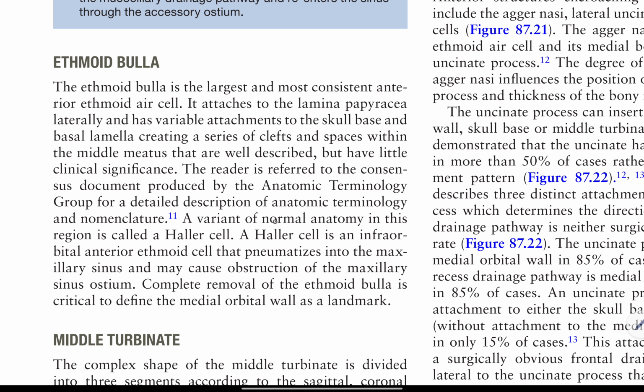A variant of normal anatomy in this region is called a Haller cell. A Haller cell is an infraorbital anterior ethmoid cell that pneumatizes into the maxillary sinus and may cause obstruction of the maxillary sinus ostium. Complete removal of the ethmoid bulla is critical to define the medial orbital wall as a landmark.